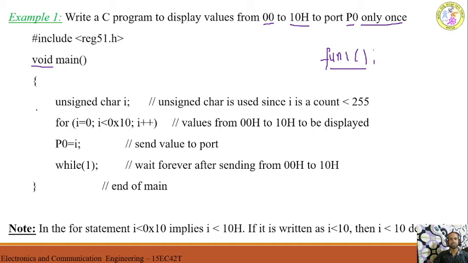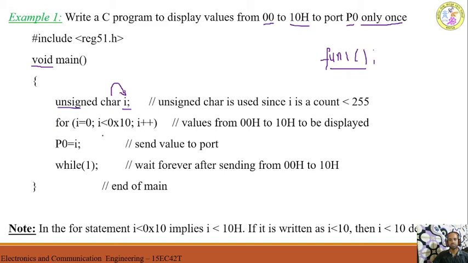And open the bracket. Then unsigned char i. I am going to declare one variable i, which is of type unsigned char. We know that if I declare the variable as a char, then 8 bits are reserved to store a number into the variable i, and it is of type unsigned. There is no sign. So the range will be from 0 to 255.